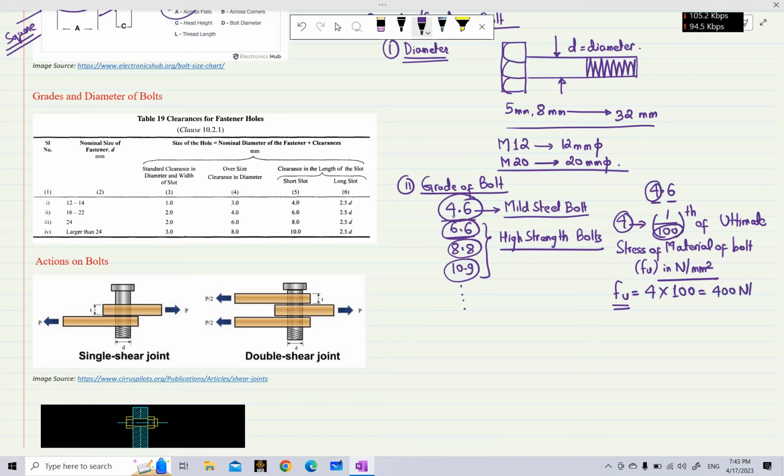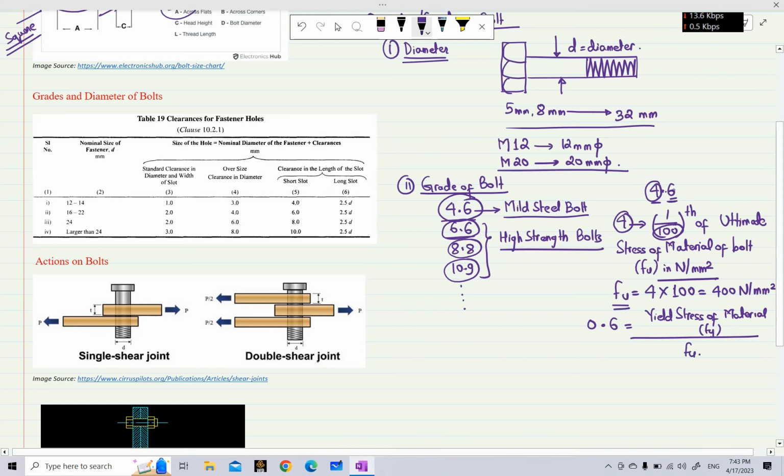Similarly, what does this number after the decimal represent? 0.6. This is the ratio of the yield stress of material, that is Fy, and the ultimate stress of material that we calculated here, Fu. So if we want to calculate the yield stress of material, we have to multiply this Fu with the value 0.6. Fu we have obtained is 400 here, 400 into 0.6, this is 240 Newton per mm square.